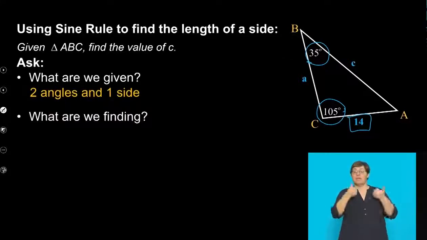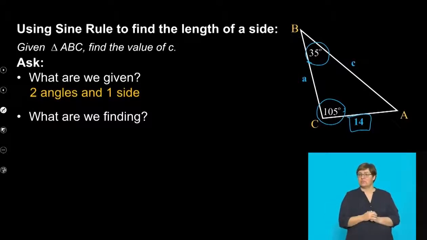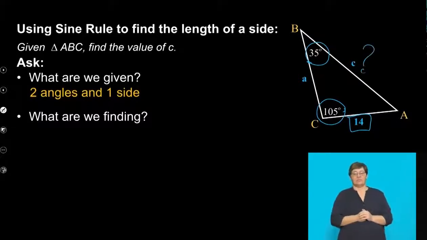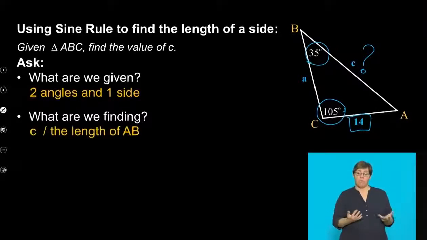The next question we're going to ask, what are we finding? So, they want us to find the value of c. This is what we need to find. We need to find a side. So, we need to find the side labeled little c, or we can call it AB, the length of AB.